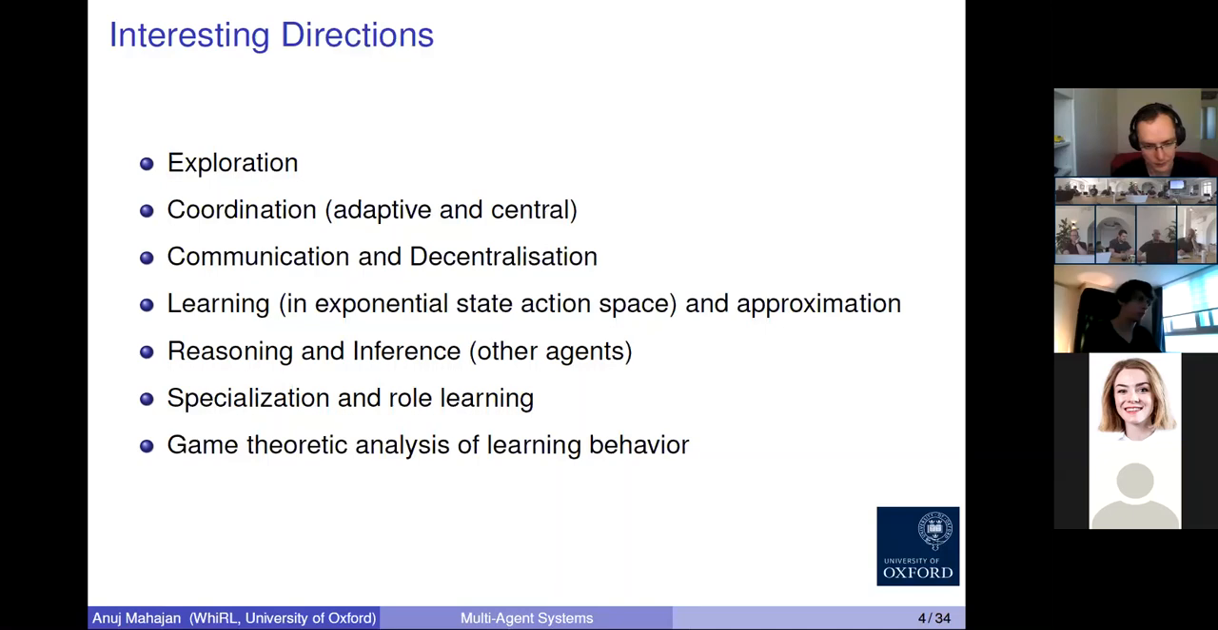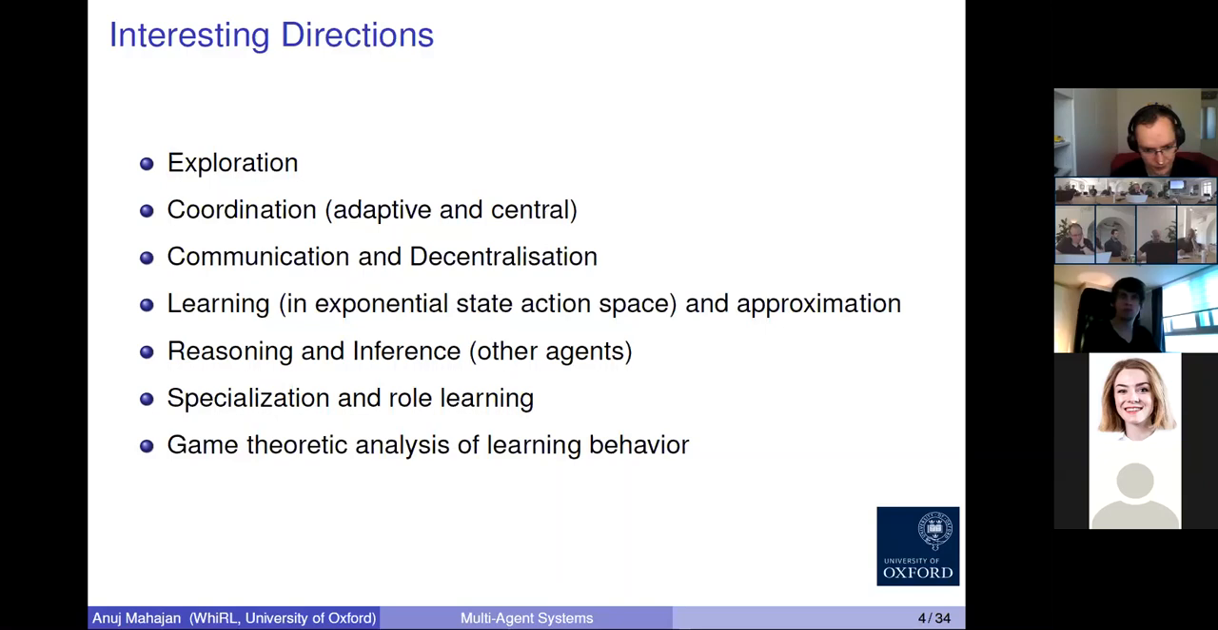The fifth point, which I mentioned briefly before, was that of reasoning and inference. Since there is always some form of decentralization present in a multi-agent system, the agents have to come up with methods to reason about other agents and infer their states, and try to communicate with them either through their actions in a passive manner or actively through a communication channel.